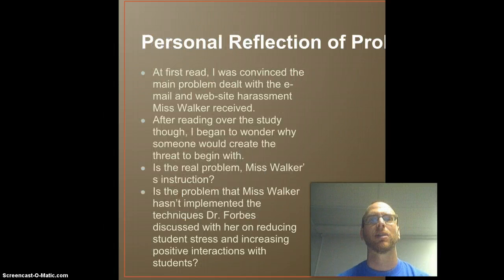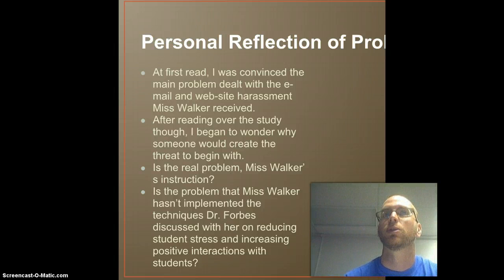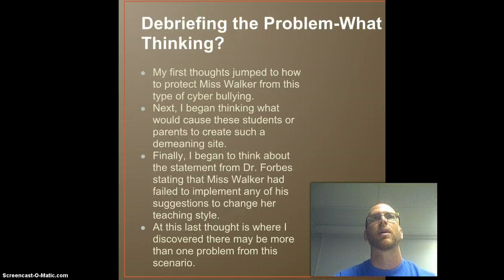My personal reflection of the problem: at first read, I was convinced the main problem dealt with the email and website harassment that Ms. Walker received. However, after reading over the study, I began to wonder why someone would create the threat to begin with. Is the real problem Ms. Walker's instruction, or is the problem that Ms. Walker hasn't implemented the techniques that Dr. Forbes discussed with her on reducing the student stress and increasing her positive interactions with students?